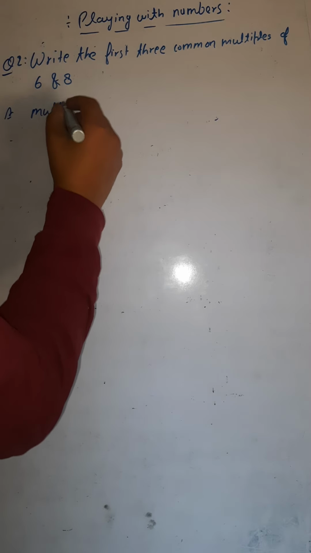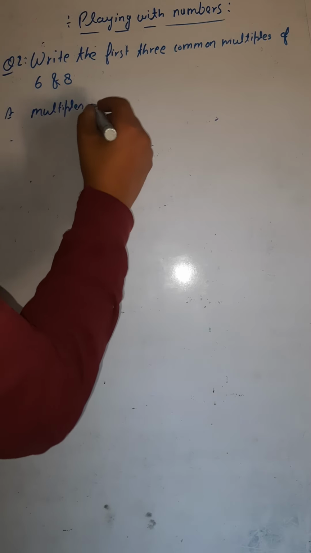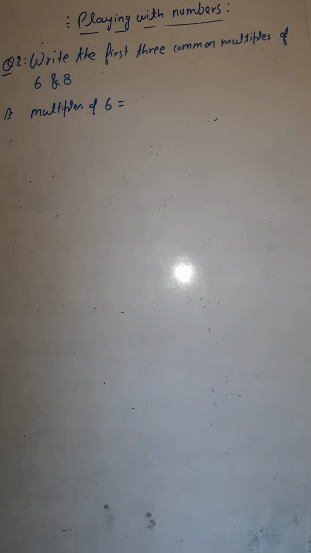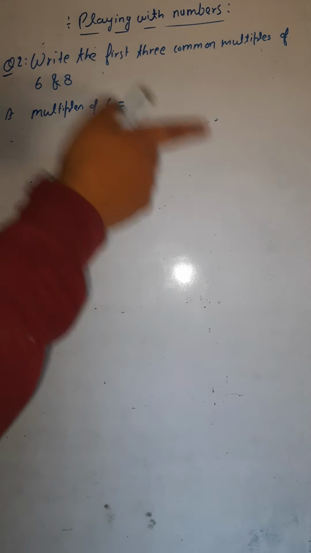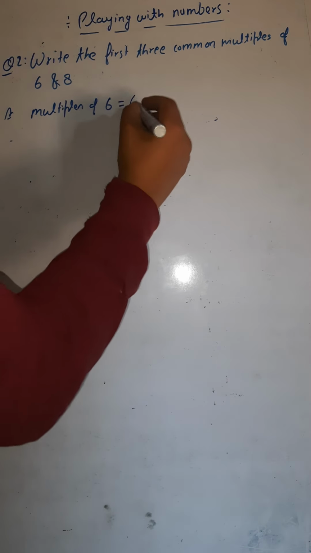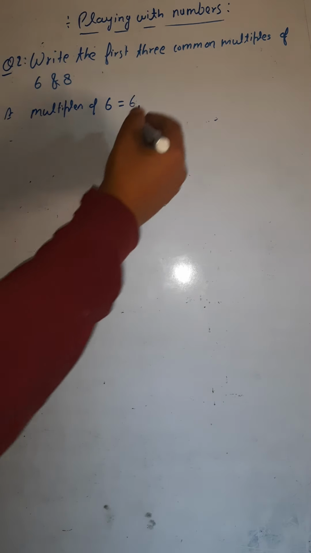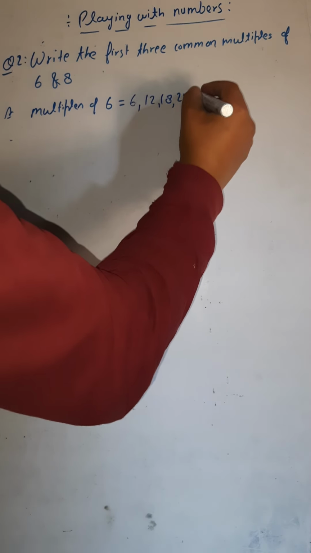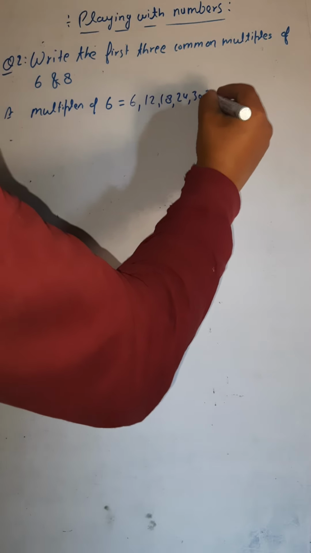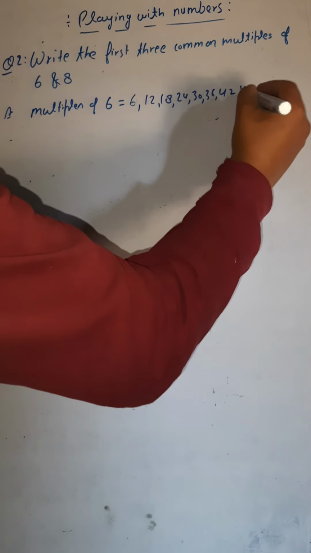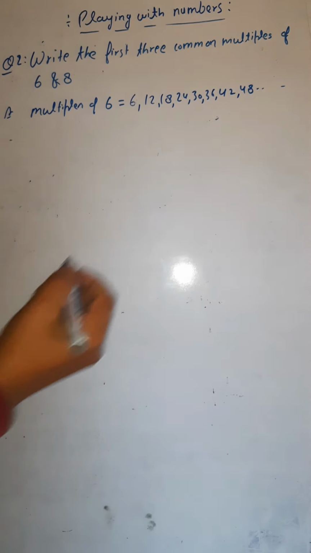Multiples of 6 first. So what are the multiples of 6? Multiples of 6 means the numbers which are divisible by 6. Remember this. The numbers which are divisible by 6 would be the multiples of 6. Like 6 1 ja 6, divisible by 6. 6 2 ja 12 also. 6 3 ja 18, 6 4 ja 24, 6 5 ja 30, 6 6 ja 36, 6 7 ja 42, 6 8 ja 48, and so on. So these are the multiples of 6.